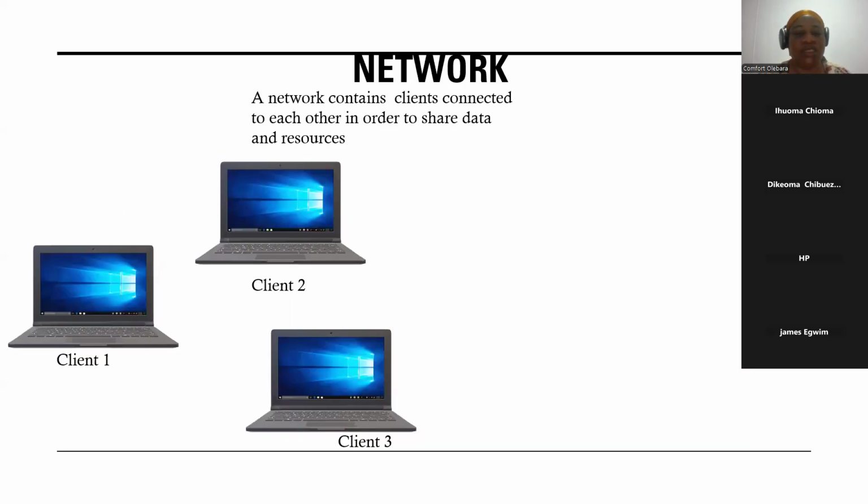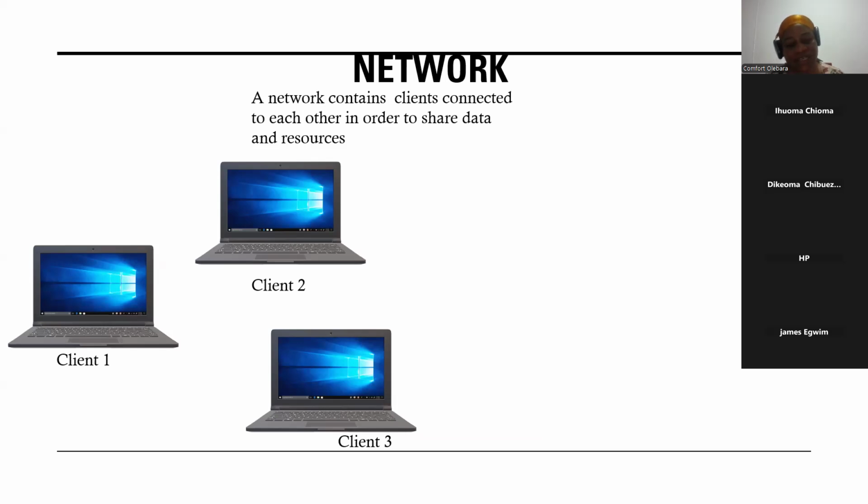So now this is a network. We have clients one, two, three. A network contains clients connected to each other in order to share data. In this case we can have them connected using a cable. That's what we're talking about with a local area network, basically in a local area like a room, or a two-story or three-story building.